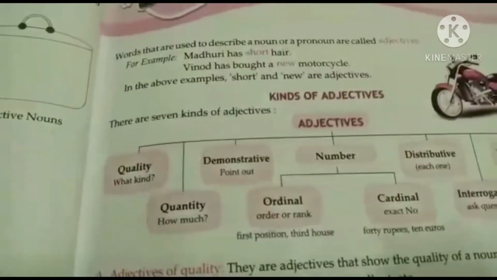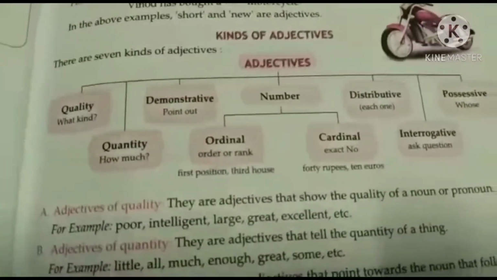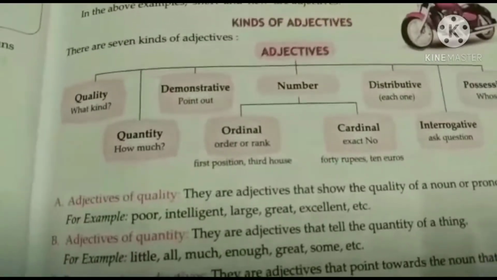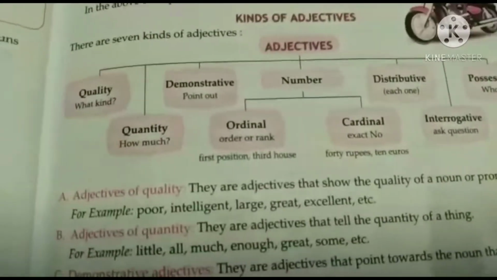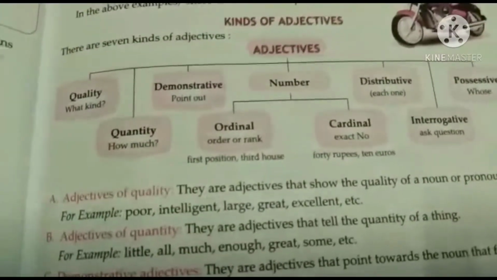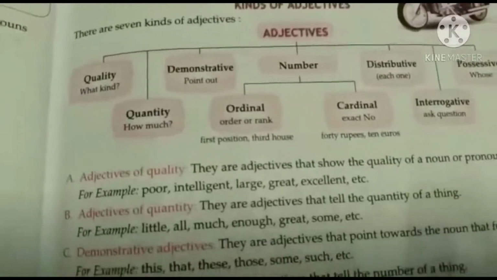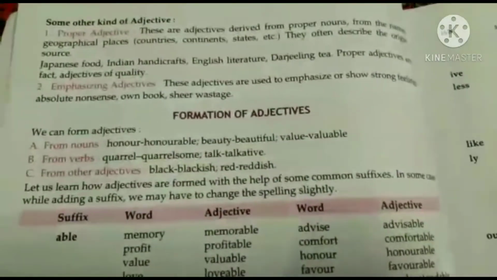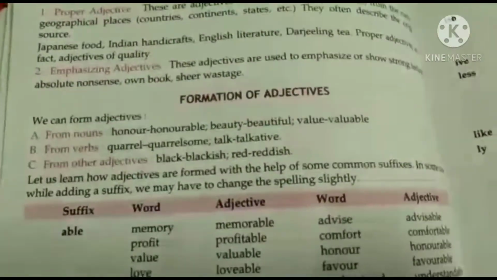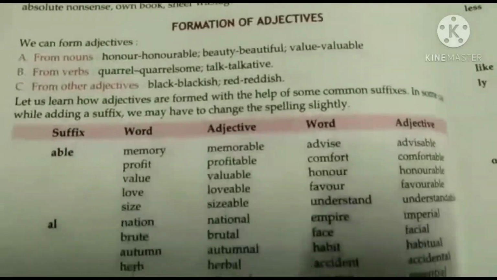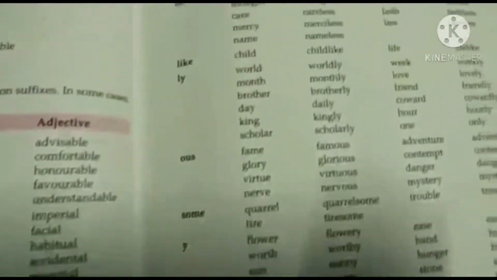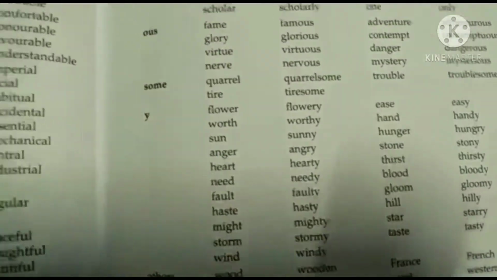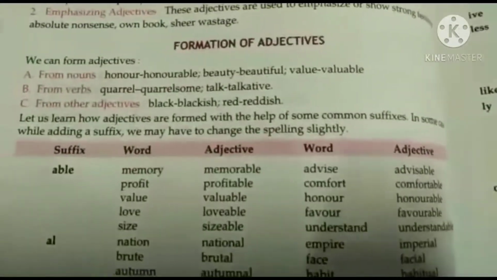The kinds of adjectives we can see here: quality, demonstrative, number, ordinal and cardinal, distributive, possessive, interrogative, and quantity. These are the details I already explained, and we discussed some kinds of adjectives, proper adjective, emphasizing adjective, and formation of adjectives. I explained this in the previous video, but just as a reminder I am telling you. I hope it is clear until here.